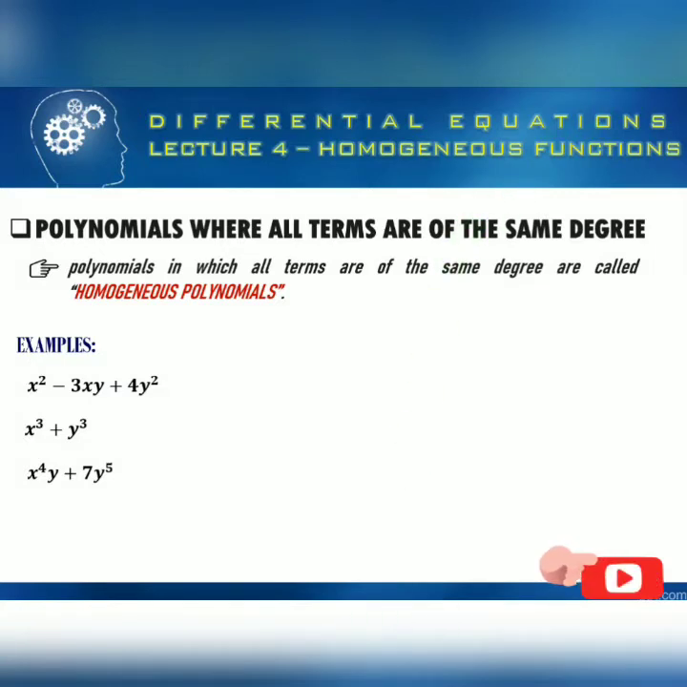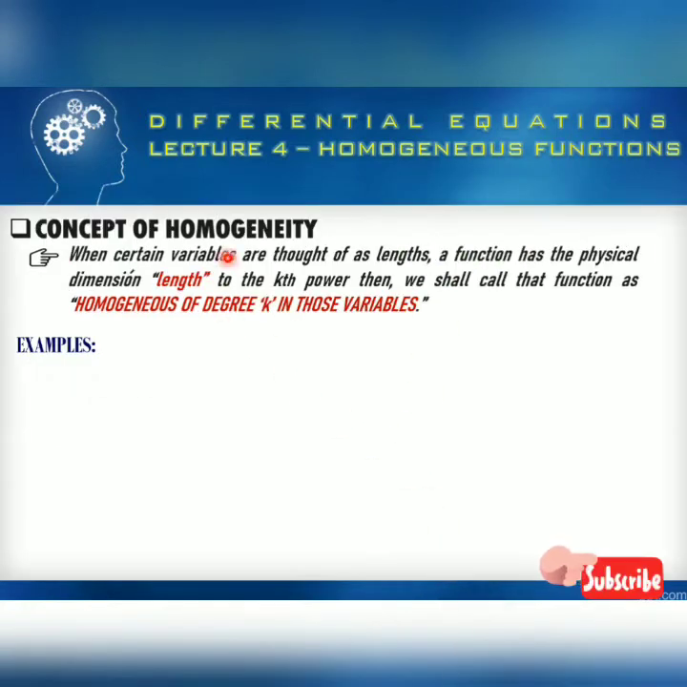Proceeding now to our next slide, we will discuss the concept of homogeneity. When certain variables are thought of as lengths, and a function has the physical dimension of length to the kth power, then we call that function homogeneous of degree k in those variables. We have here an example problem for this concept of homogeneity.